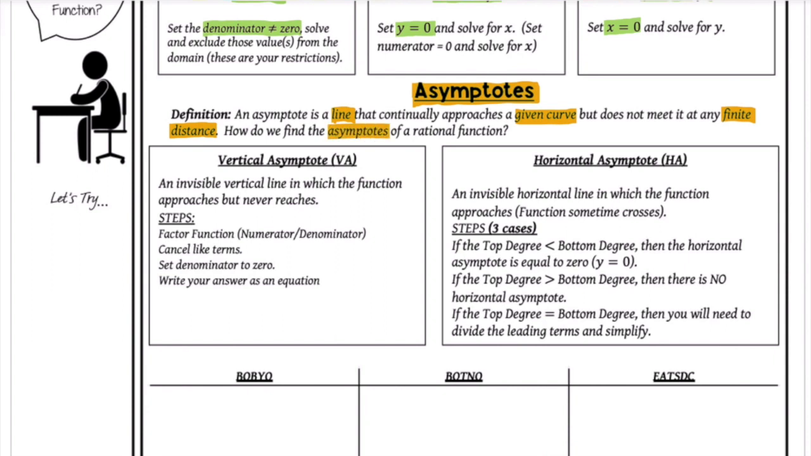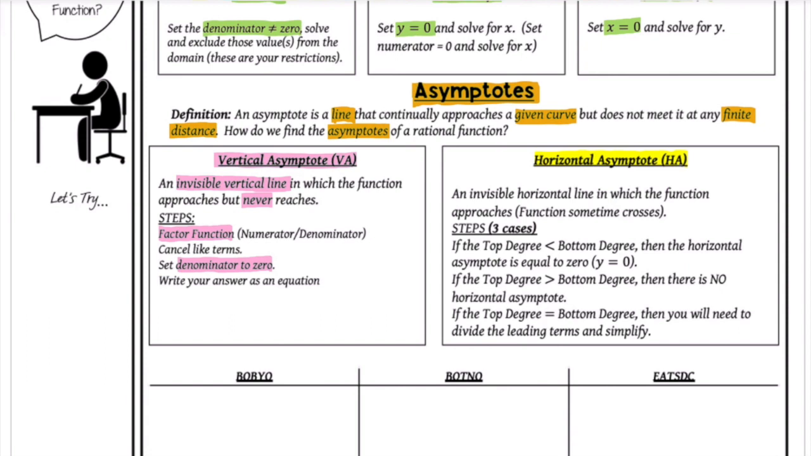So we have two types of asymptotes. We have a vertical asymptote, VA for short, and we have a horizontal asymptote, HA for short. A vertical asymptote is an invisible vertical line in which the function approaches but never ever reaches. The steps for finding these vertical asymptotes: we're going to factor the function, numerator and denominator if possible, cancel any like terms, set the denominator to 0, and write your answer as an equation.